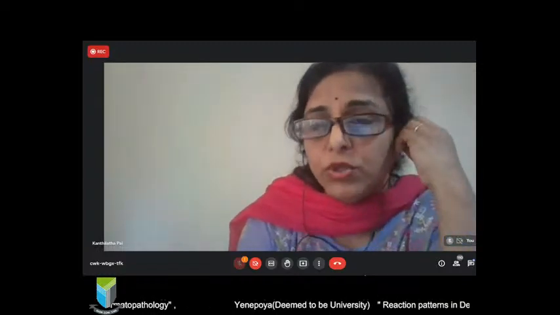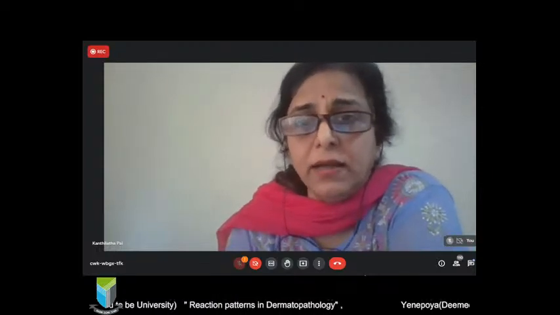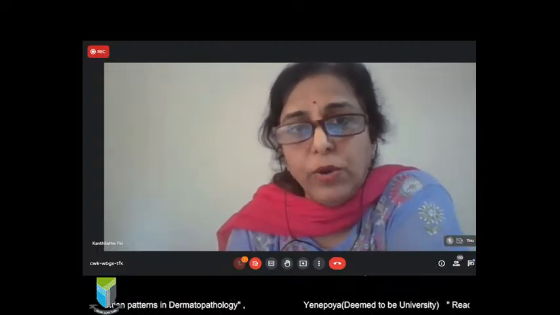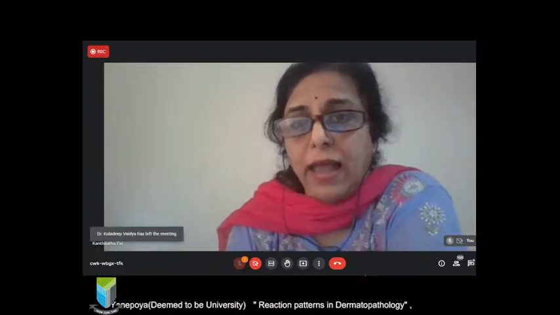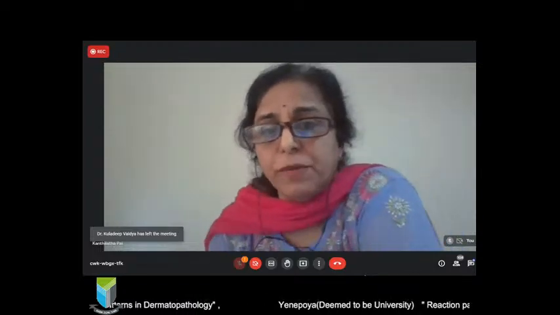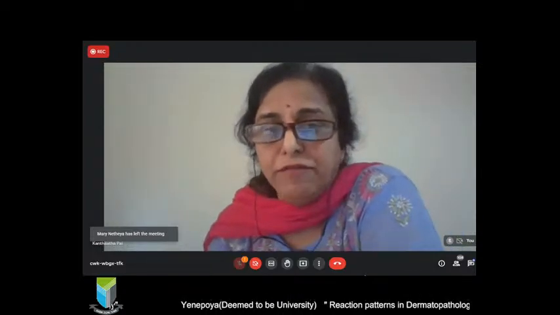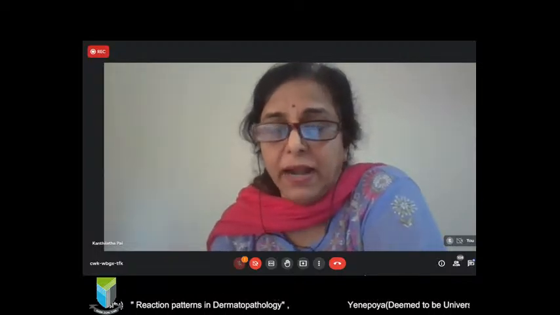Next we come to the lichenoid reaction pattern. So what is the lichenoid reaction pattern? You can appreciate the silhouette here. There is a band-like infiltrate along the basal layer as a result of basal cell degeneration. So degeneration of the basal cell layer and a band-like infiltrate is the lichenoid reaction pattern. Okay, so this is the second pattern.